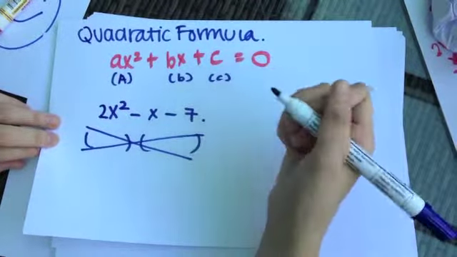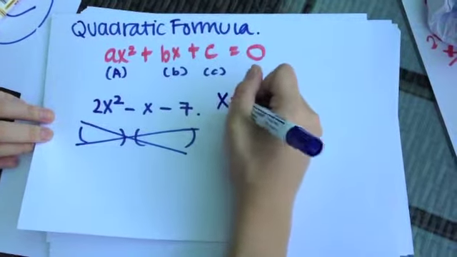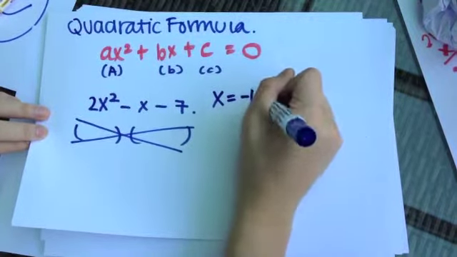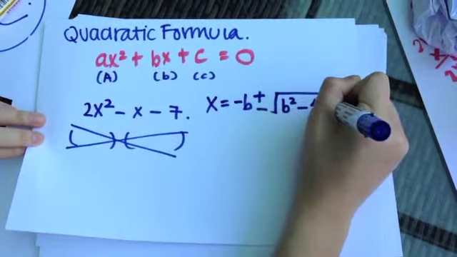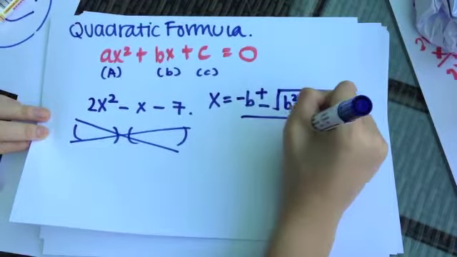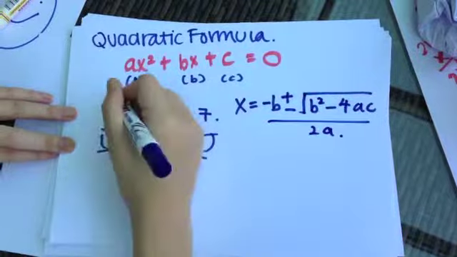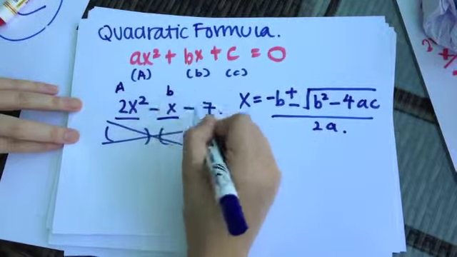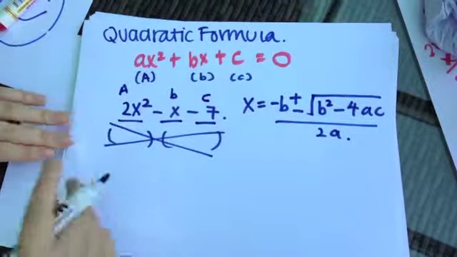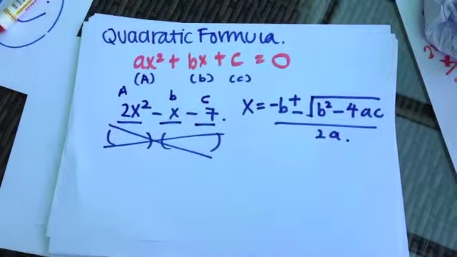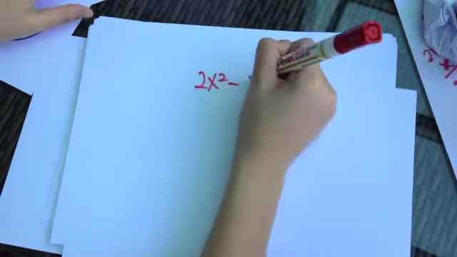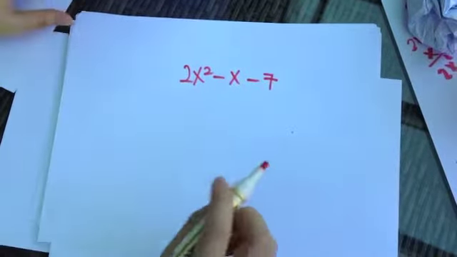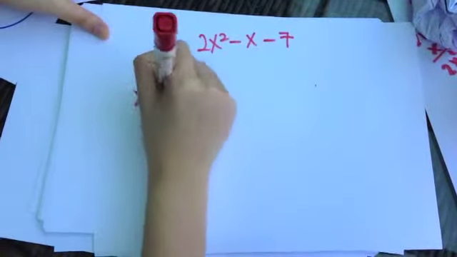So we'll use the quadratic formula, which is x equals negative b plus or minus the square root of b squared minus 4ac, over 2a. We'll just use this as a, this as b, and this as c. Actually, once you get the hang of it, it's pretty easy. You just plug the numbers in. So for this equation, 2x squared minus x minus 7, plug it in.